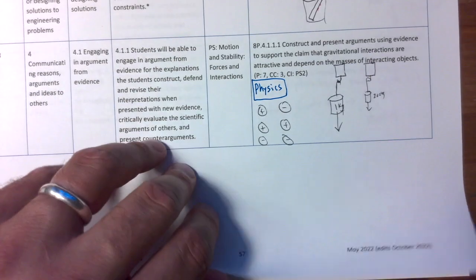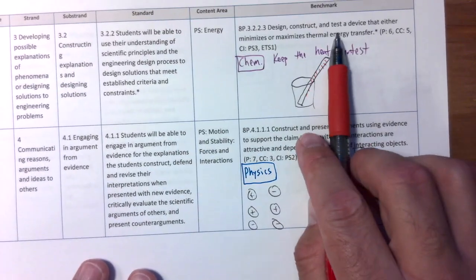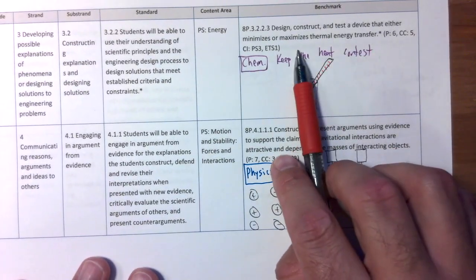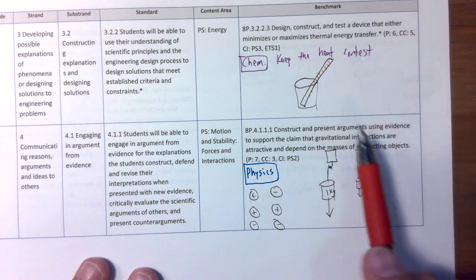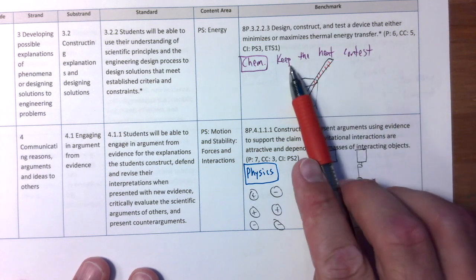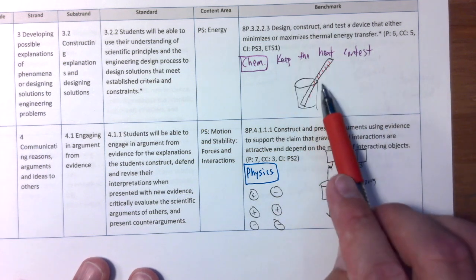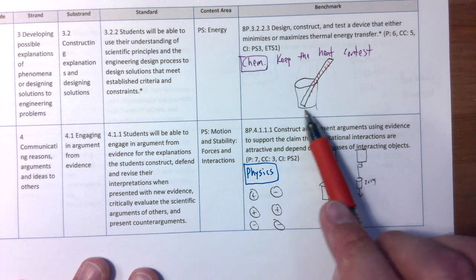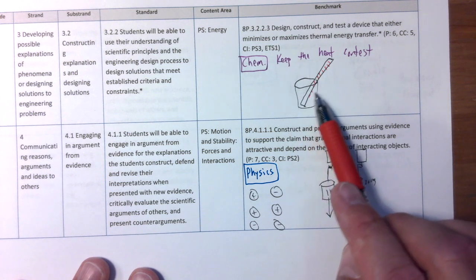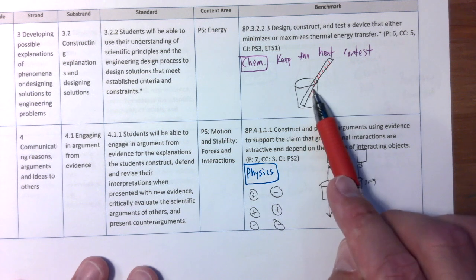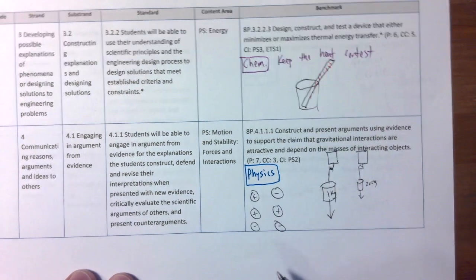All right, we just have a few more here. Design and test the device that either minimizes or maximizes thermal energy transfer. Maybe somebody can post this, but a good old-fashioned keep the heat contest. You have different containers. They get to decide, or maybe they get to buy different things to try to keep their water, keep the heat the longest. That's a nice one for that.